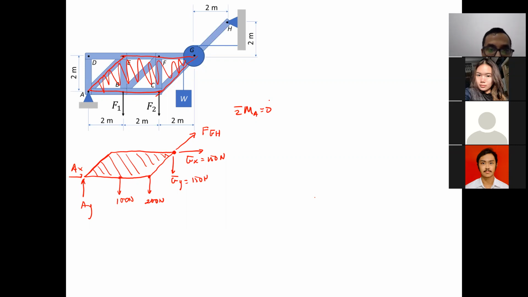So what do we have for sigma moment at A equal to 0? 100 Newton times 2 meter. What else? 200 Newton times 4 meter. This one is clockwise, and clockwise is positive. What else? GY, 150, because we know the value. 150 Newton multiplied by 6 meter.